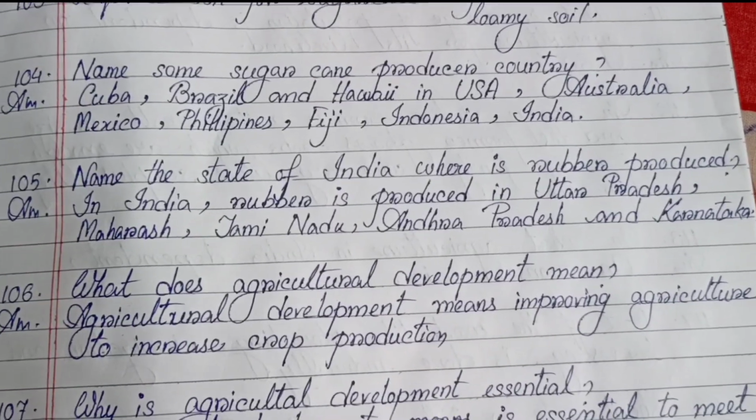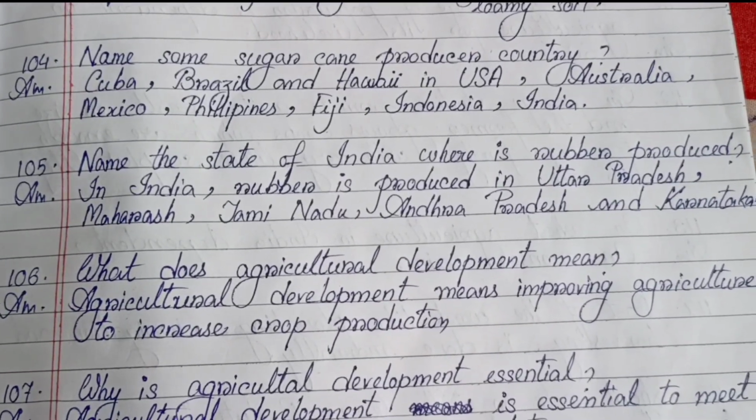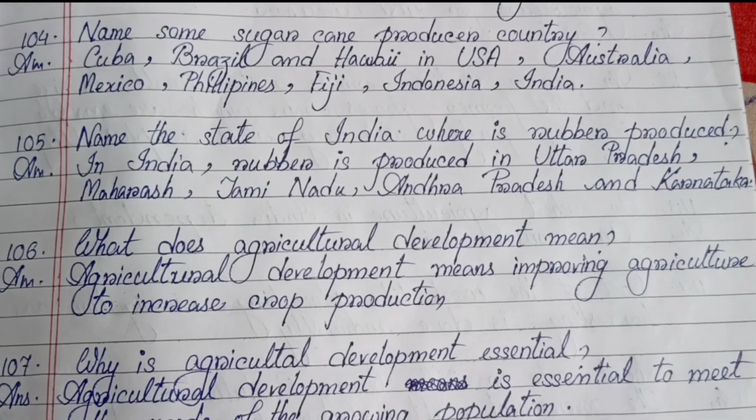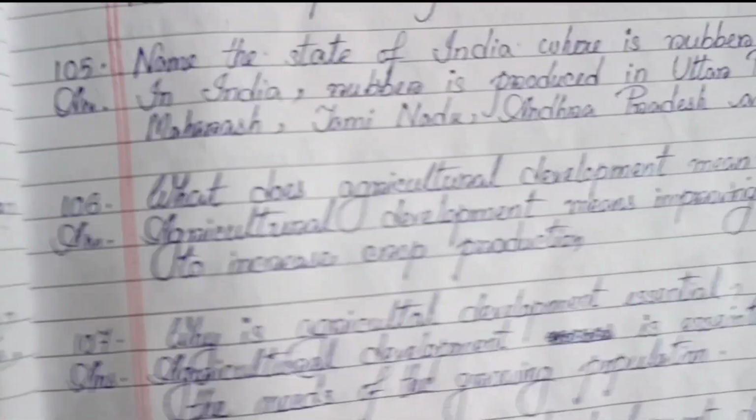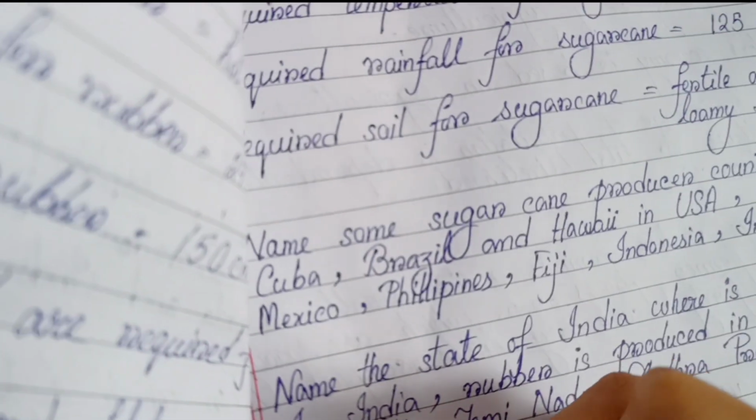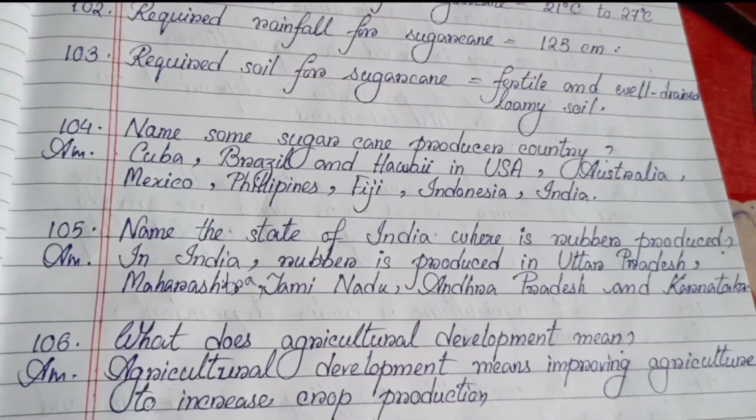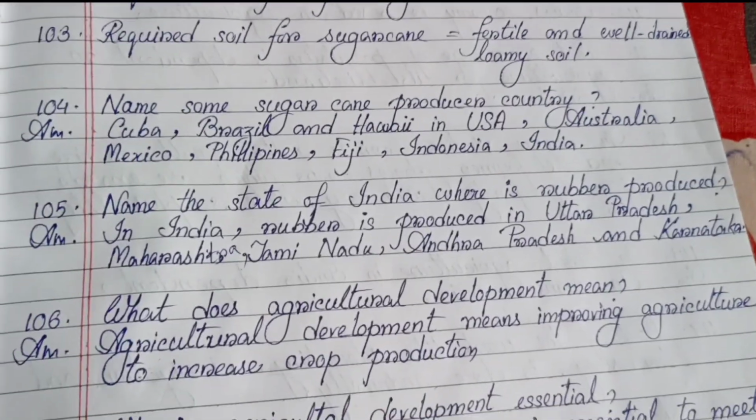Name the state of India where sugarcane is produced in India. Sugarcane is produced in Uttar Pradesh, Maharashtra, Tamil Nadu, Andhra Pradesh and Karnataka.